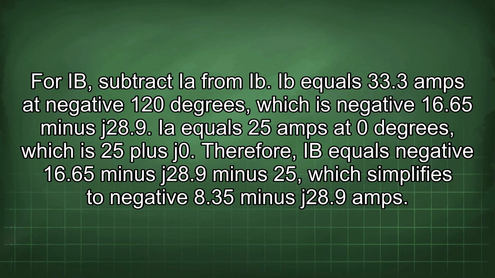For IB, subtract IA from IB. IB equals 33.3 amps at negative 120 degrees, which is negative 16.65 minus j28.9. IA equals 25 amps at 0 degrees, which is 25 plus j0. Therefore, IB equals negative 16.65 minus j28.9 minus 25, which simplifies to negative 8.35 minus j28.9 amps.